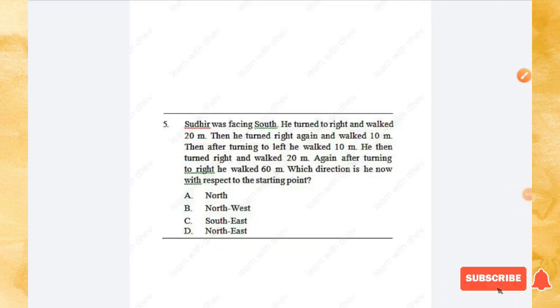Question number 5. Sudhir was facing south. He turned to right and walked 20 meters. Then he turned right again and walked 10 meters. Then after turning to left, he walked 10 meters. He then turned right and walked 20 meters. Again, after turning to right, he walked 60 meters. Which direction is he now with respect to the starting point?